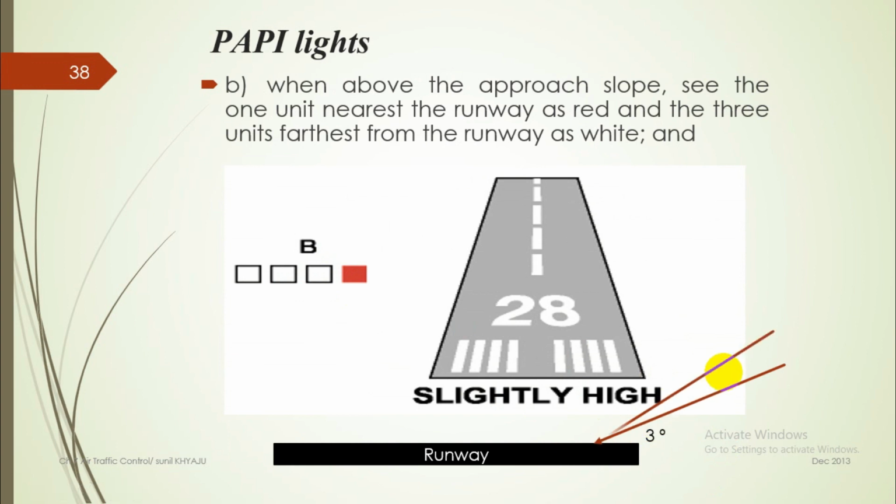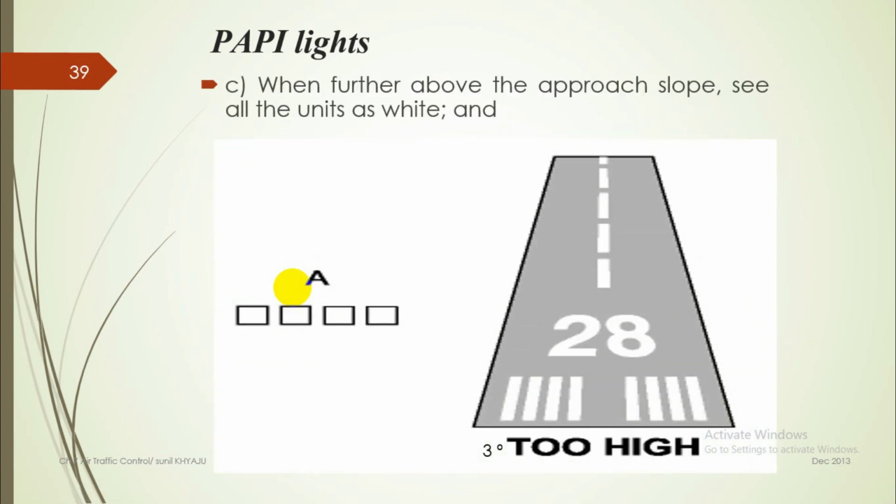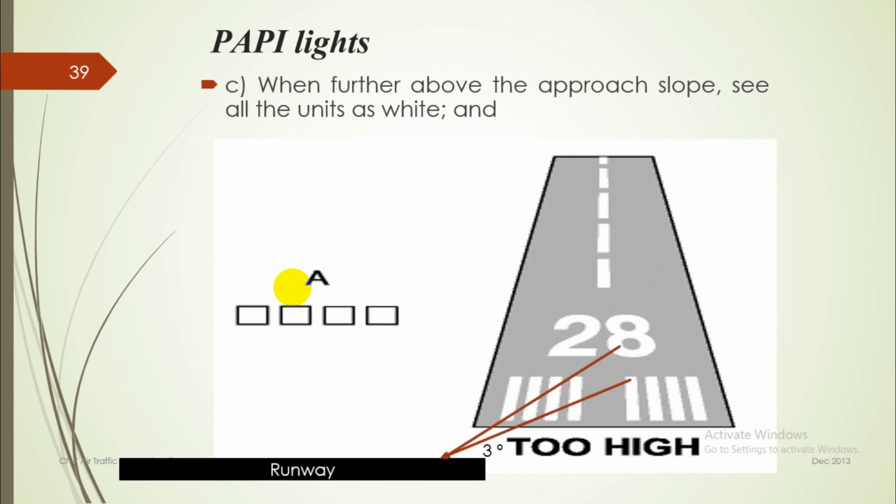Similarly, when the aircraft is approaching the runway above the correct angle of descent, that is more than 3 degrees, the pilot sees one red and three white lights. Similarly, again, when the aircraft is approaching too high, the pilot sees the PAPI lights as all four white lights.